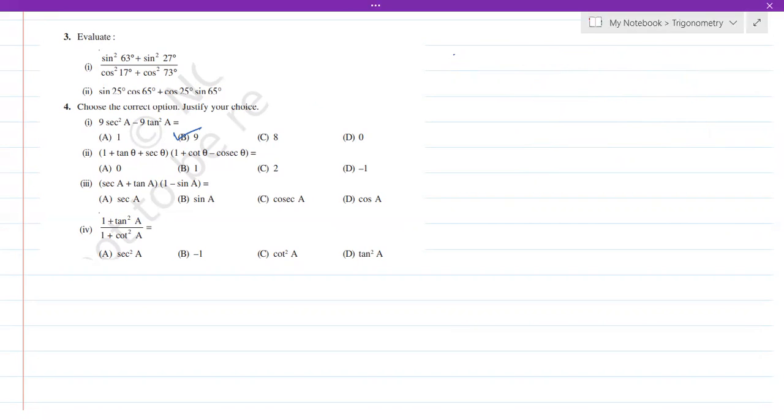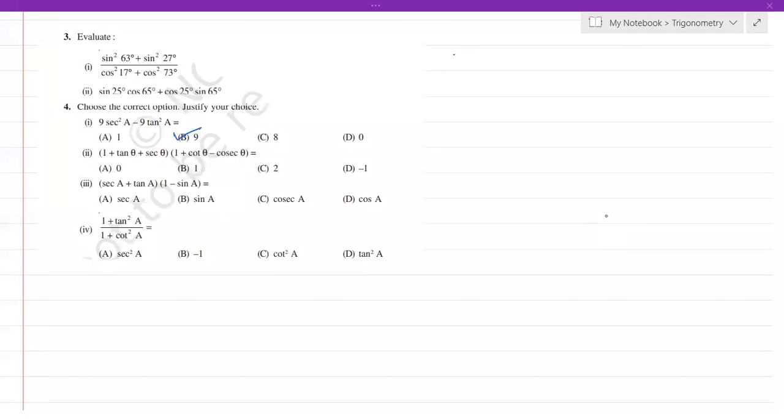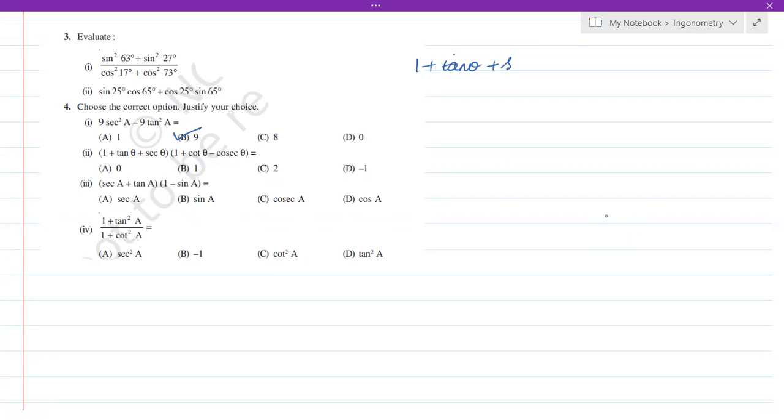So in the next question, it is 1 plus tan theta plus secant theta into 1 plus cot theta minus cosecant theta. Let's do this. Again, this is a problem based on trigonometric identities itself, because there are no complementary angles, no standard angles, no trigonometric ratios. So we have to find the value of this, so we have to use the identities concept.